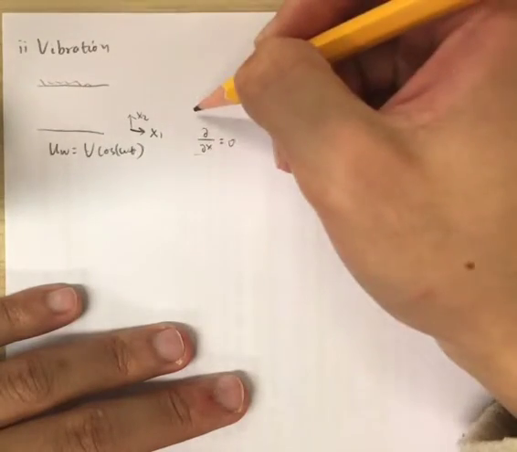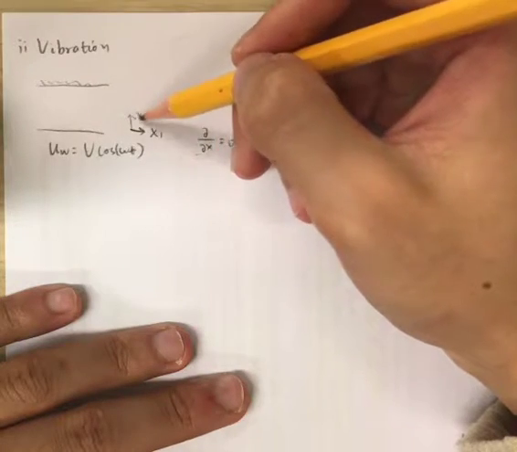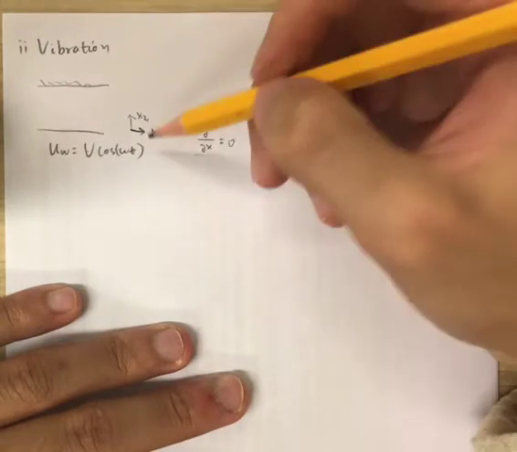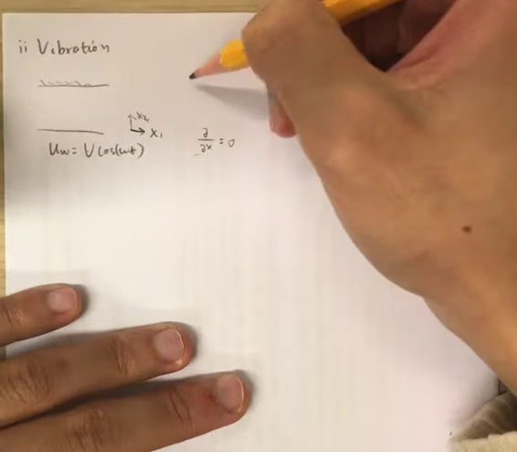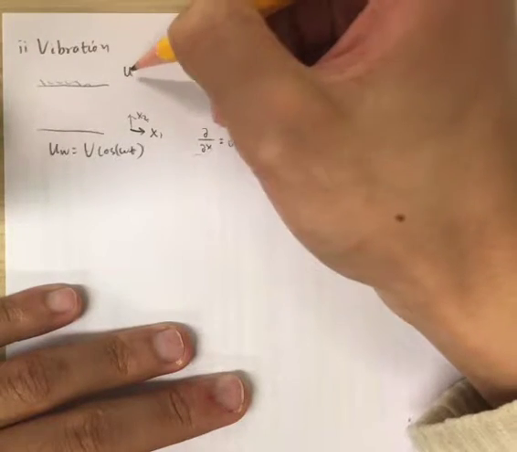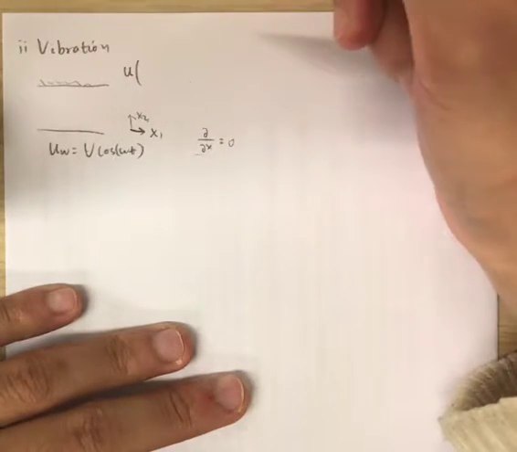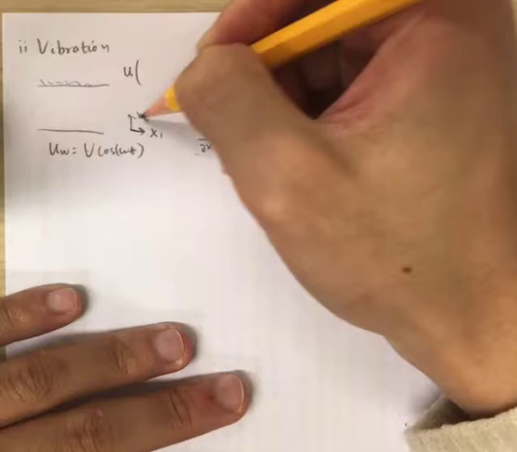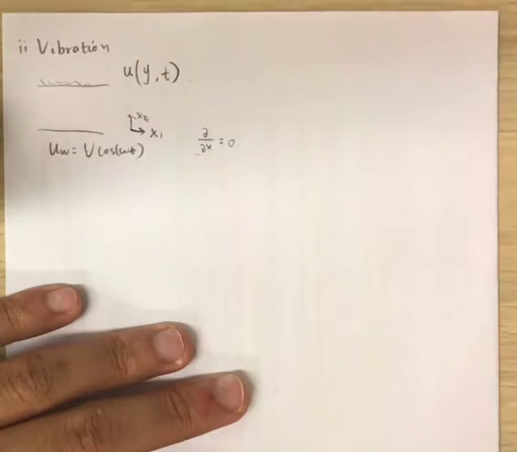We can also assume that the flow is one directional. That is, we do not have the velocity in the x2 direction, only in the x1 direction. So what we are looking for is the velocity in the x direction. It can be a function of what? Of x2, or you can say y, and time.